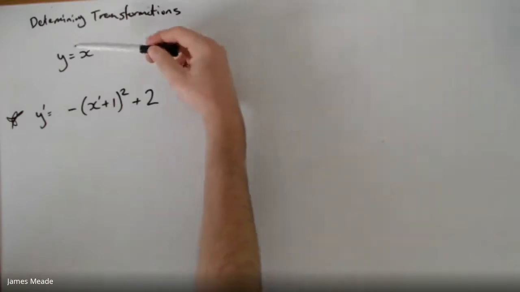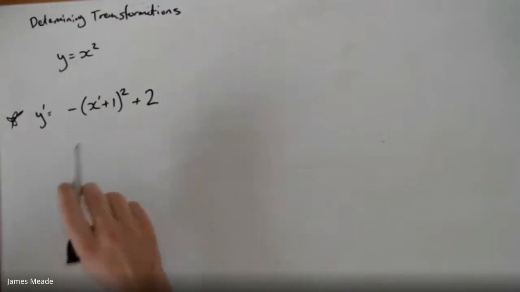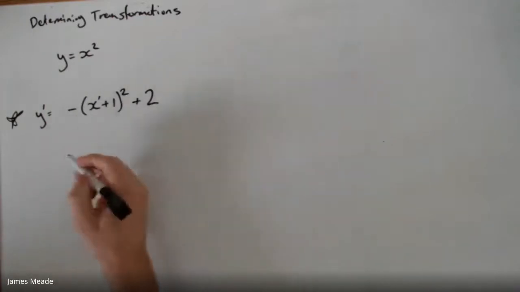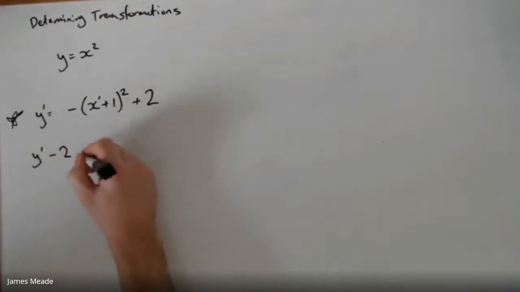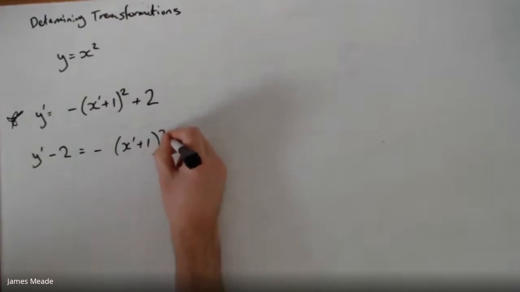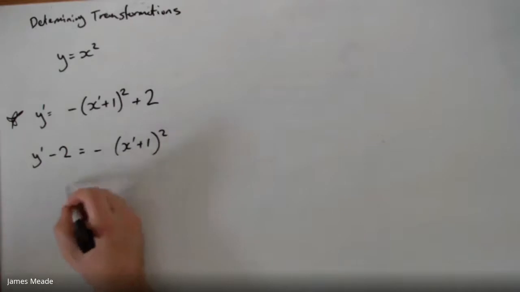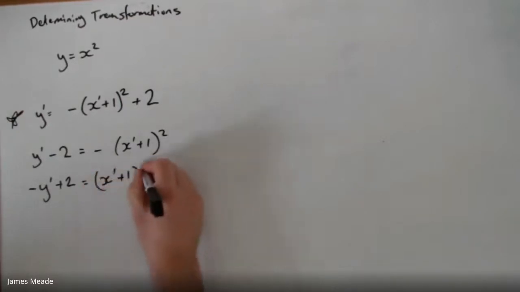So this one has y equals x squared. So on the right-hand side of the equation, we've just got something squared. The second equation, we've got a little bit extra out here. So I'm going to move everything away from it, so I just have something squared on this side. So I'm going to move that plus 2 over. So I have y dash minus 2 equals negative (x dash plus 1) all squared. And then move the negative over as well. So I'll end up getting negative y dash plus 2 equals (x dash plus 1) all squared.